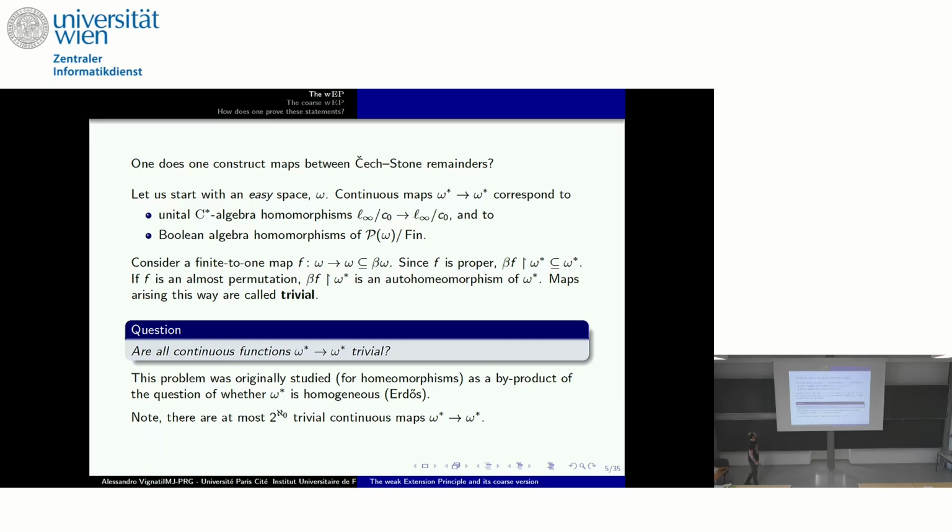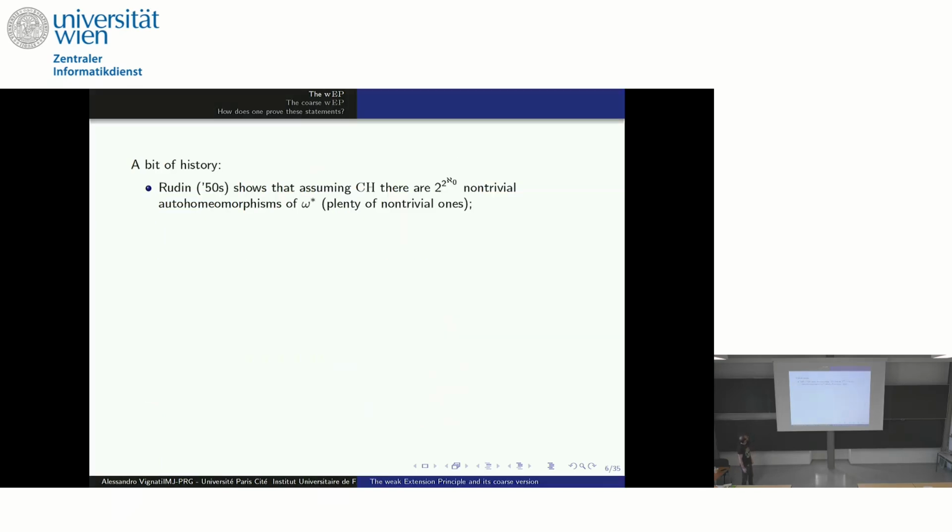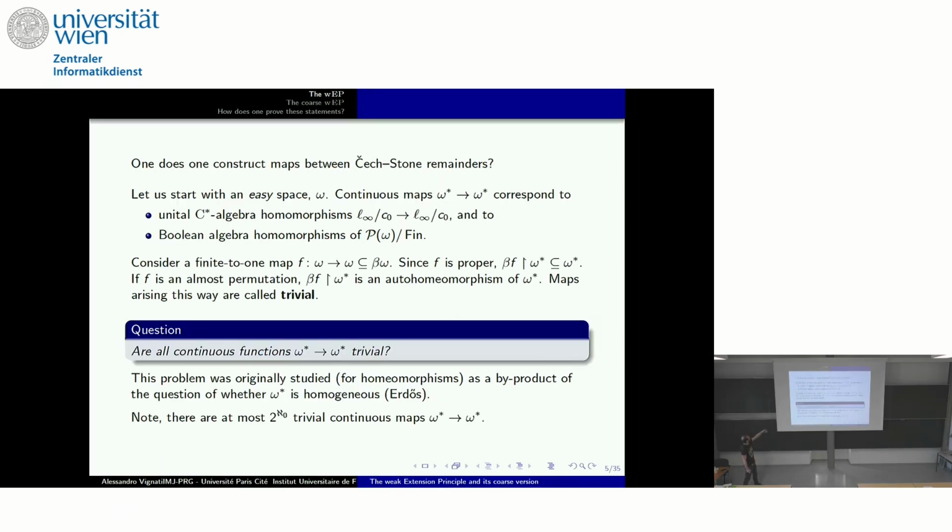Okay, so it's also Ulam. But they don't solve it, right? Yeah, CH is Rudin. Well, we'll see. But notice that there are only continuum many trivial maps. Okay, so the question is, is everything trivial? Let's focus a bit on homeomorphisms. So the first thing I want to focus on is homeomorphisms.